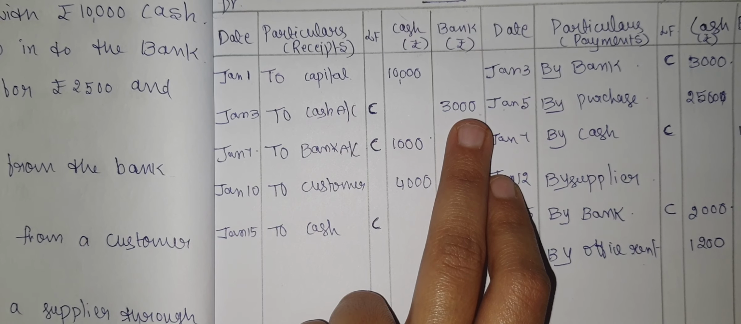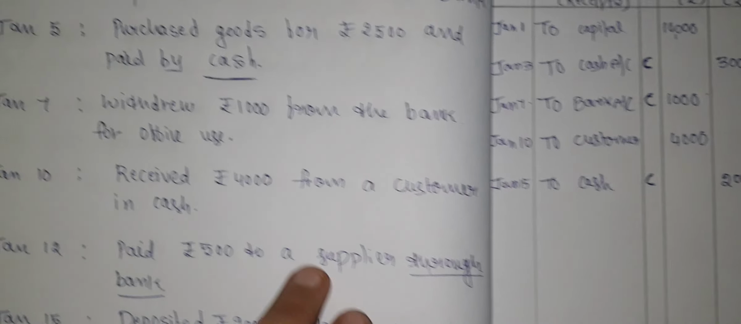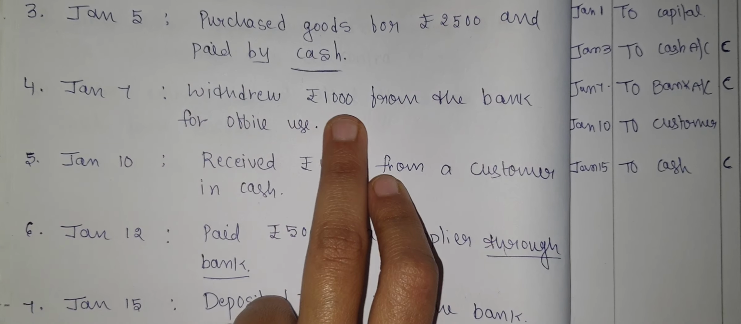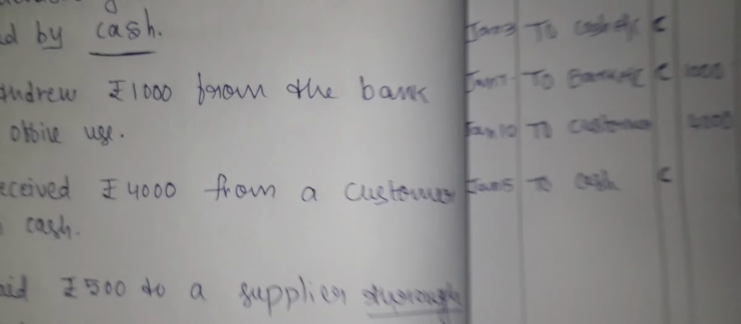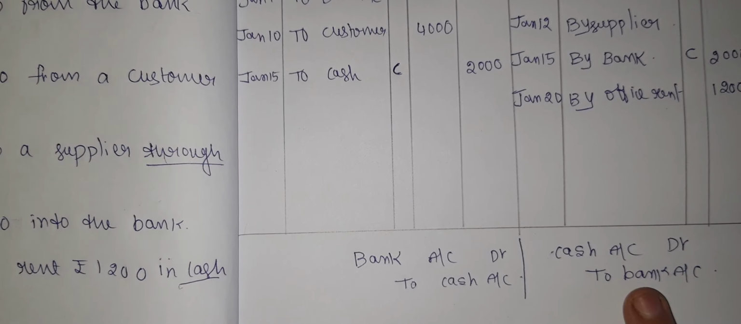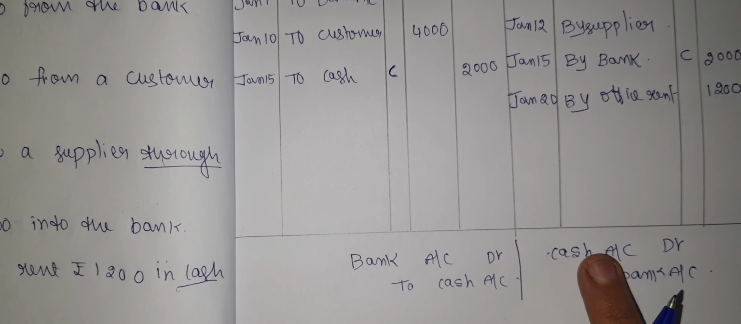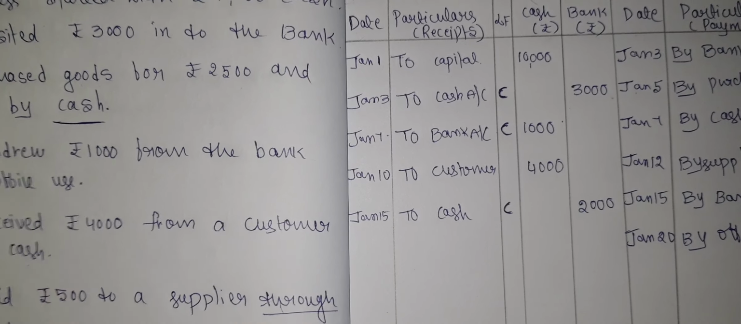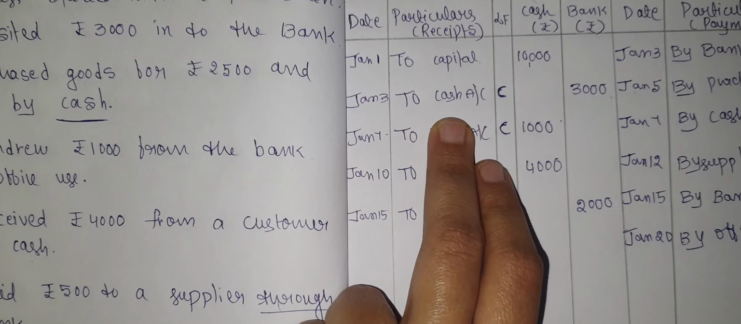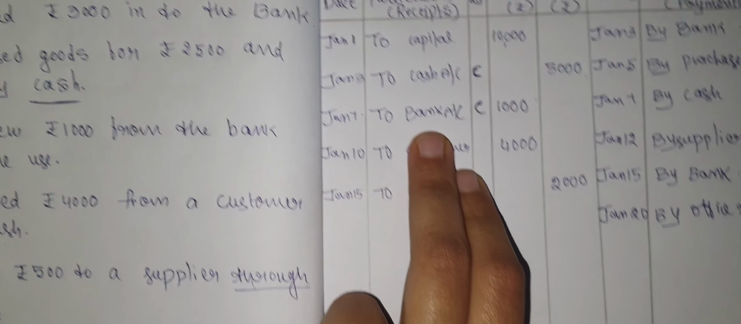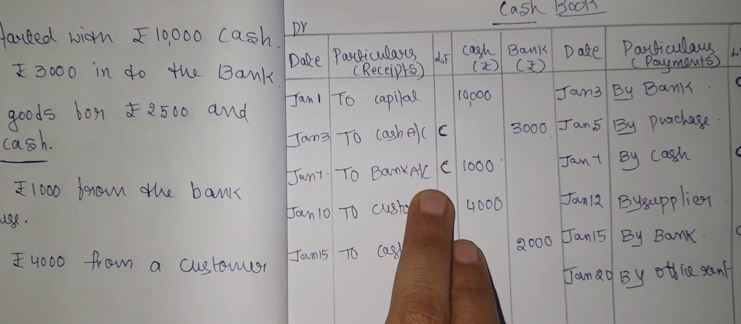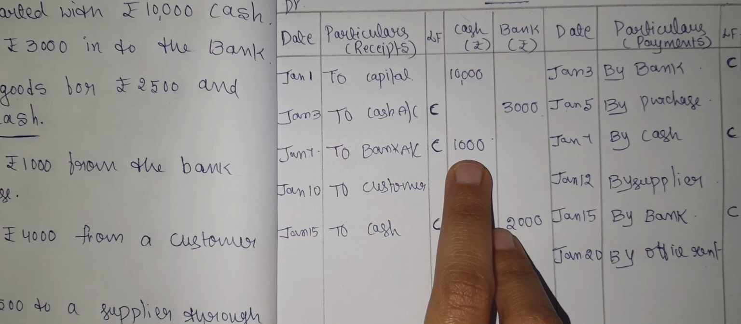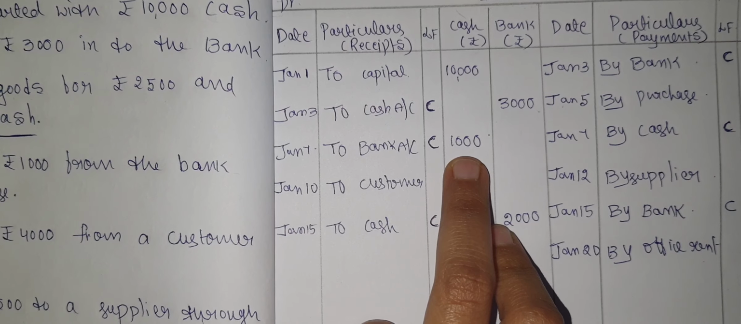That's why in the debit side, under particular column, write down to cash account and enter the amount in the bank column. And in the same way, here withdrew rupees 1000 from the bank for office use. Means the entry is cash account debtor to bank account. Here cash account is debited. So go to the debit side on January 7th and write down the opposite entry of cash account, that is bank account. So write down to bank account.